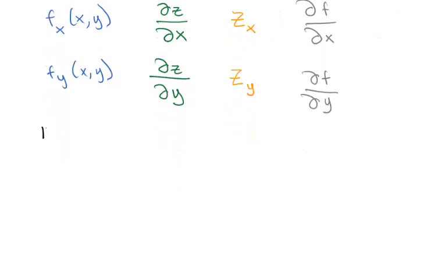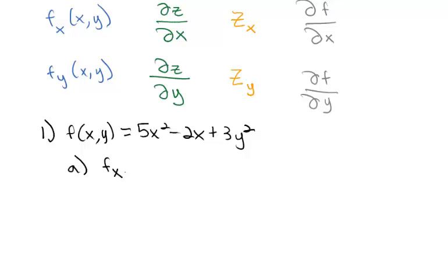So let's do a bunch of examples here. Let's say f of x comma y is equal to 5x squared minus 2x plus 3y squared. And we're going to find the partial derivative with respect to x. Now, actually I'm going to change the equation, make it a little more interesting. We'll make that 2xy in the middle, 2xy. If we're doing the partial derivative with respect to x, that means we're going to treat all the y's like they were just regular numbers, regular constants.